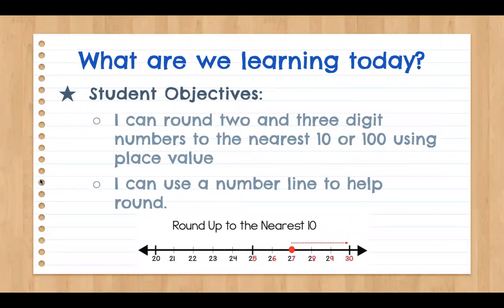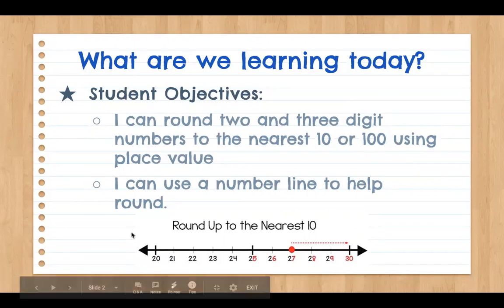So what are we learning today? Here we have our student objectives. Student objective number 1 is I can round 2 and 3-digit numbers to the nearest 10 or 100 using place value. Student objective number 2 is I can use a number line to help round. Here I provided an example of a number line that we will be using to round to the nearest 10 or 100.